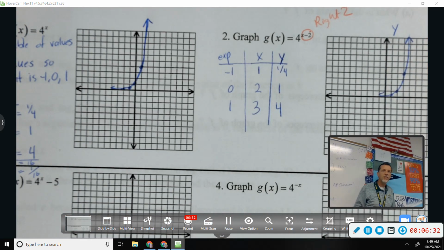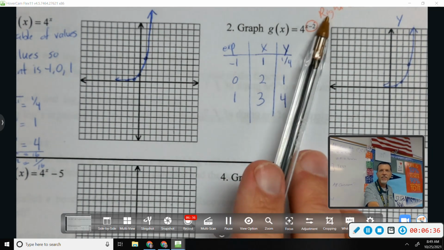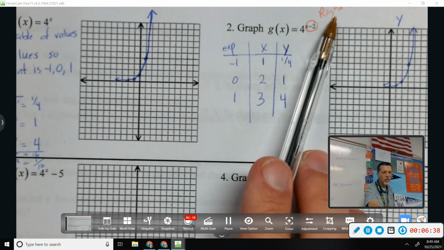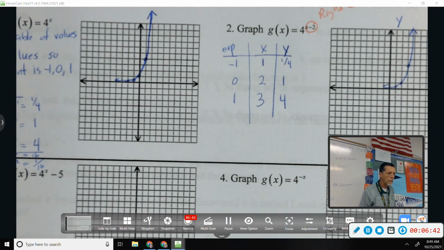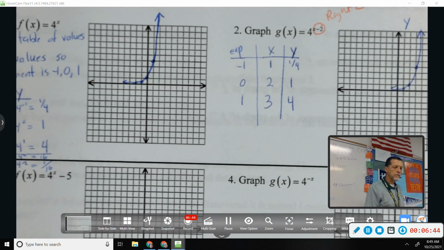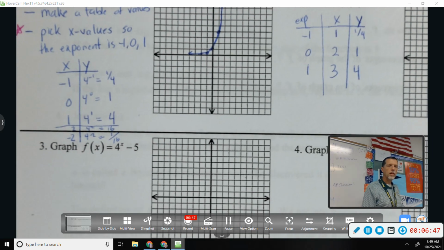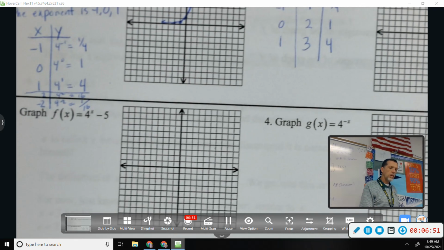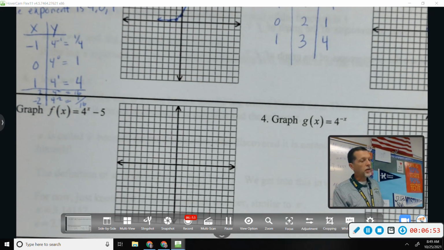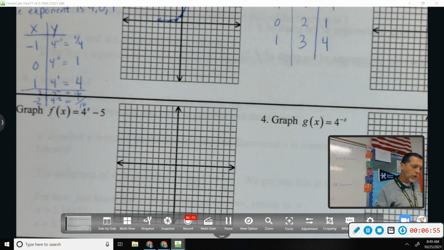And sure enough, I like to use the parent function as a check at the end. This was supposed to move right 2 from the original, and it did. Do we need to mark the asymptotes? You don't. I mean, you need to know it's there, so you better sketch it accordingly, but we're not going to ask you to identify them.